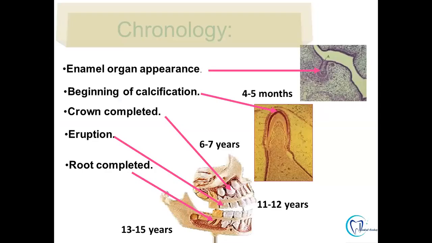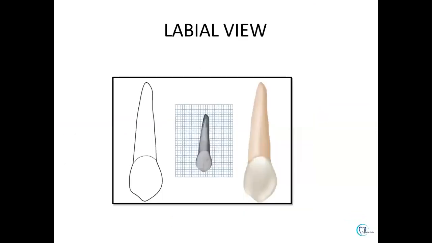When we see the chronology, the first evidence of calcification is seen at 4 to 5 months. Crown completion takes place at about 6 to 7 years. The age of eruption for the permanent canine is 11 to 12 years. However, the root completion takes place after 13 to 14 years.